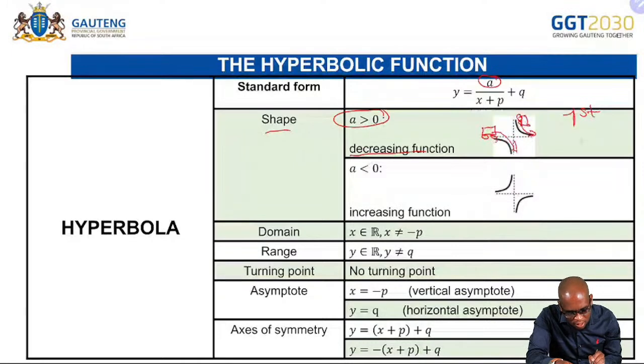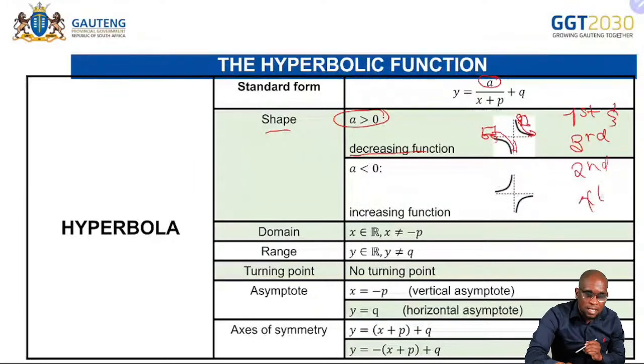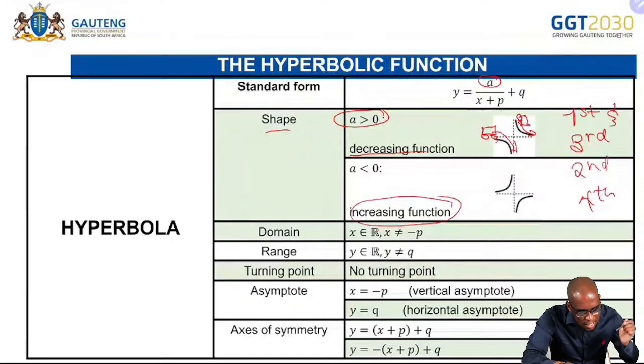Now, the shape: when a is positive, the arms would be on the first and the third quadrant. But if a is less than 0, it would be on the second and fourth quadrant. So that one should be an increasing function.